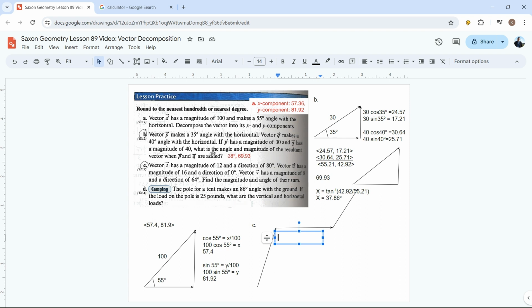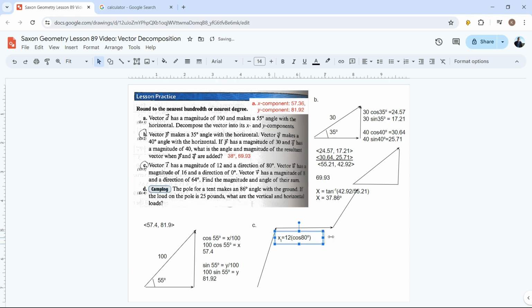All right, so for the first vector, we need to find the horizontal and the vertical. The horizontal is going to be the magnitude times the cosine of 80 degrees. Okay, so that's going to be my x component of vector T. That's what we're going to call it, x of vector T. There we go. Let me just put an equal sign there.